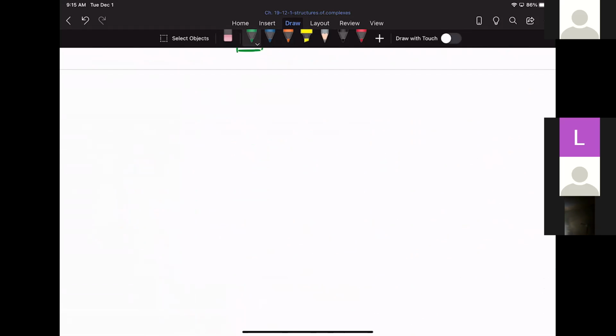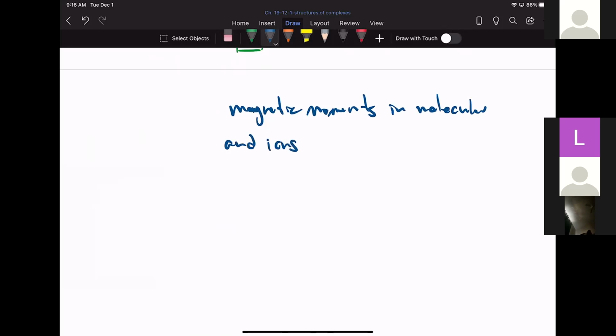So we talked about ligands, right? And now we can talk about what we call magnetic moments in molecules and ions. So with magnetic moments, we have these terms, what we call paramagnetic and diamagnetic, right?